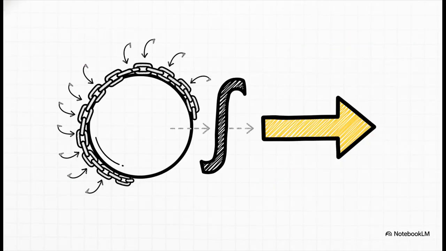So to do it the right way, we move to step 3. We need to find that total force. And we do that by summing up, or integrating, all those tiny little tangential forces, dF_t, for every single piece of the chain from the top all the way to the bottom end.